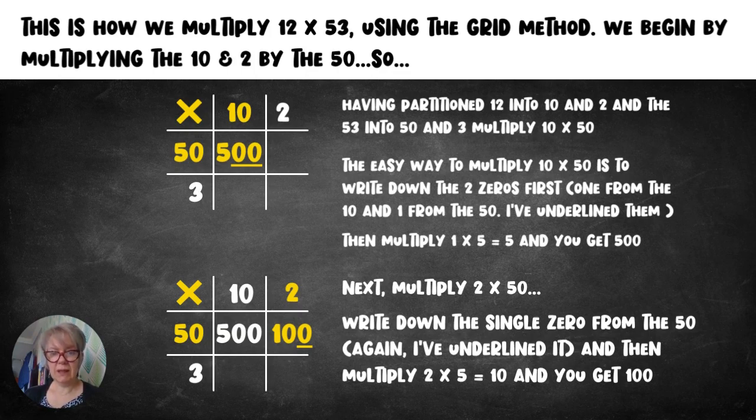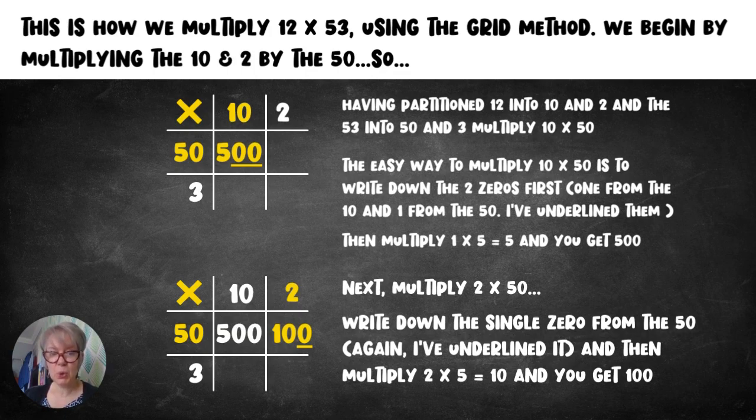The easy way to multiply 10 by 50 is to write down the 2 zeros first, one from the 10 and one from the 50. I've underlined them in the example. Then multiply 1 times 5, and obviously you get 5. So altogether you get 500.